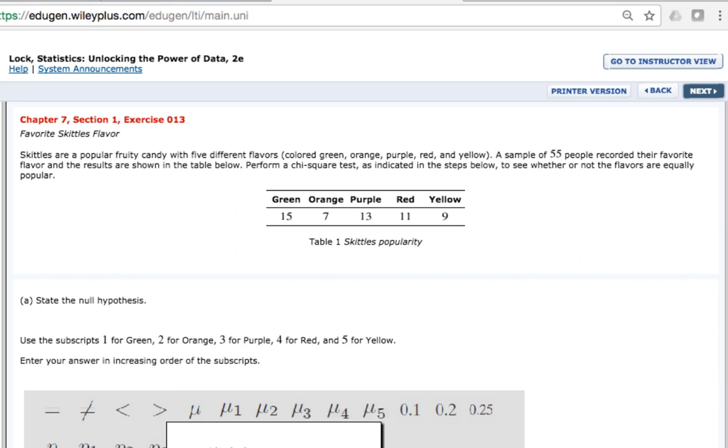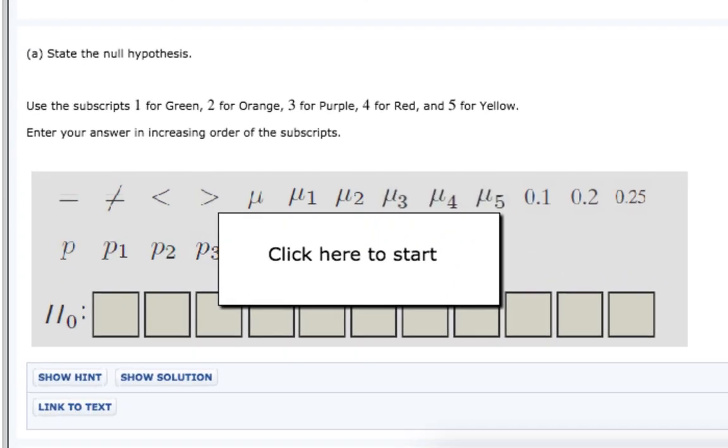This is an algorithm-based question, so every time you access this question, you're going to get a different set of numbers in this table. Let's look at part A. State the null hypothesis.